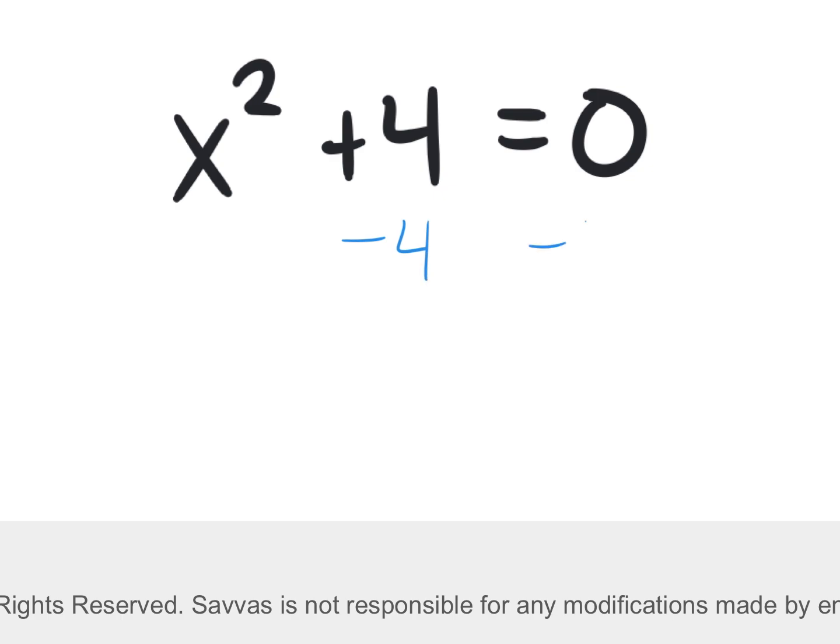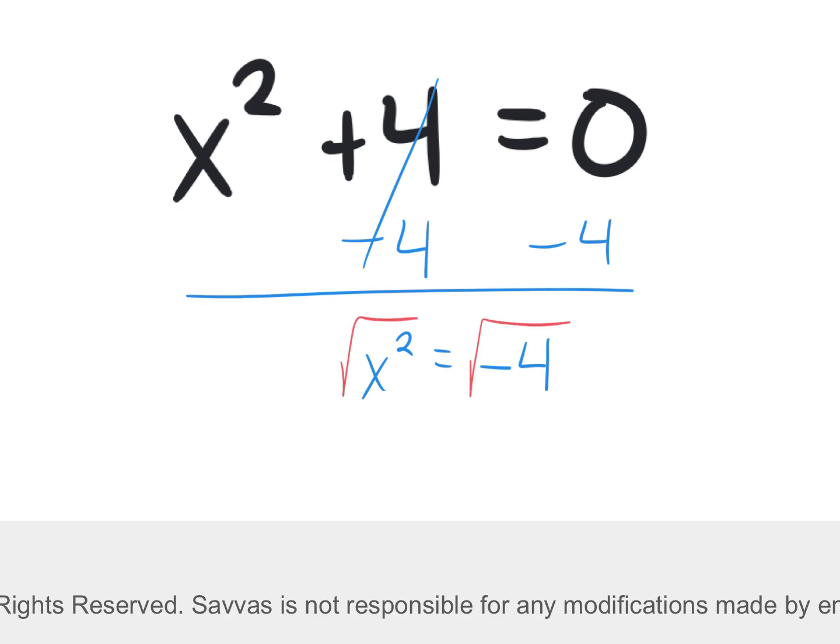Yep, go ahead, subtract 4. So we have x squared equals what? Negative 4. Okay, what was my last step to get x by itself here? Yep, the opposite of a square is to take the square root. What's the square root of x squared? x. What is the square root of negative 4? 2. No, wait, you can't do that, right? What did we learn yesterday?